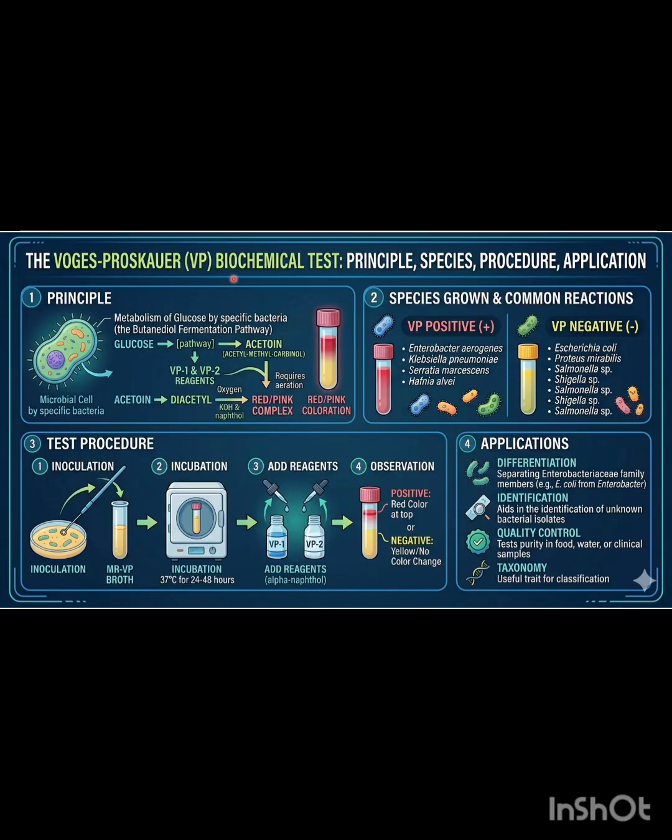So glucose is there, the pathway will proceed and this acetoin molecule is formed. We will be adding the reagents VP1 and VP2. Here we will be adding two reagents. When this is done, we will again get a red or pink color complex. Okay.